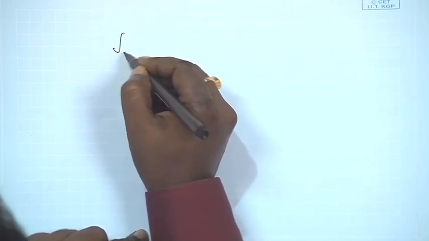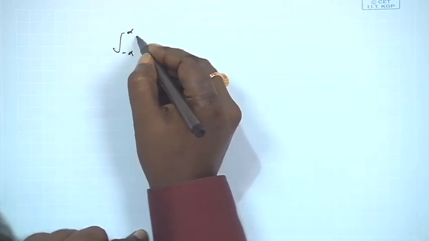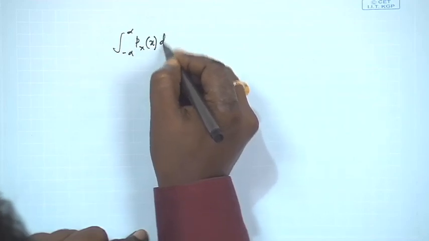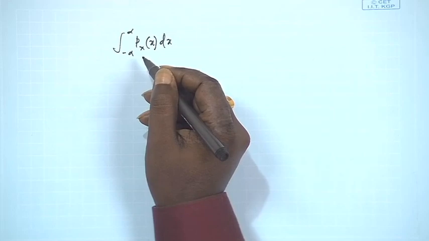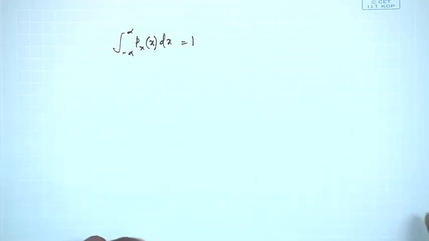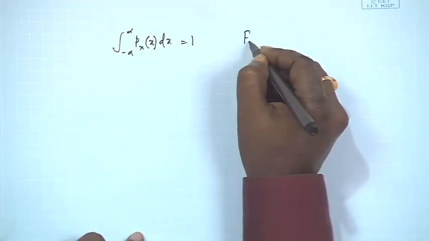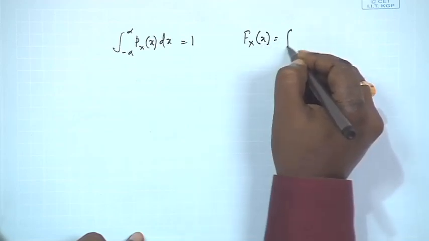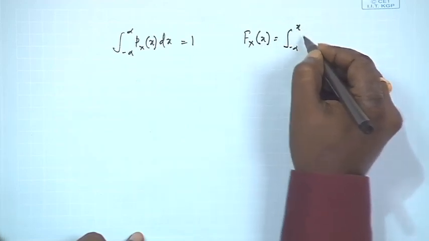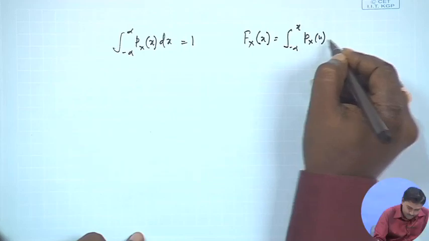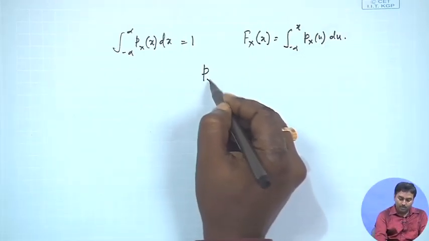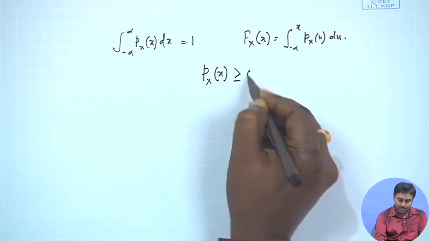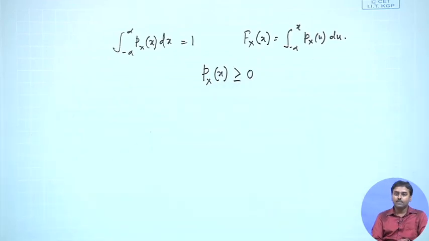One, which is a universal theory of probability, is that if Px(x) is the PDF of a random variable x, its integral over all x must be 1, and then CDF and PDF are related like this. And of course, it's a probability, so this must be greater than or equal to 0. These three things we have already discussed.